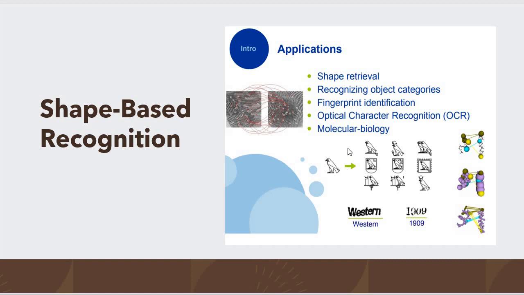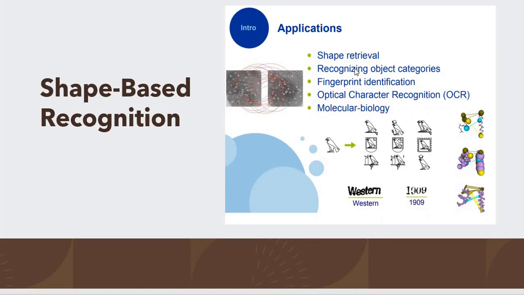Here again we have considered this example of shape based recognition. We can say that it belongs to the bird family. Here we have seen one letter written, that is representing some word, WESTERN. Here also some number is written, 1909. So that is the shape based recognition. These are some applications: shape retrieval, object categorization, fingerprint identification, OCR, and molecular biology, so that we can study the different types of cell patterns.